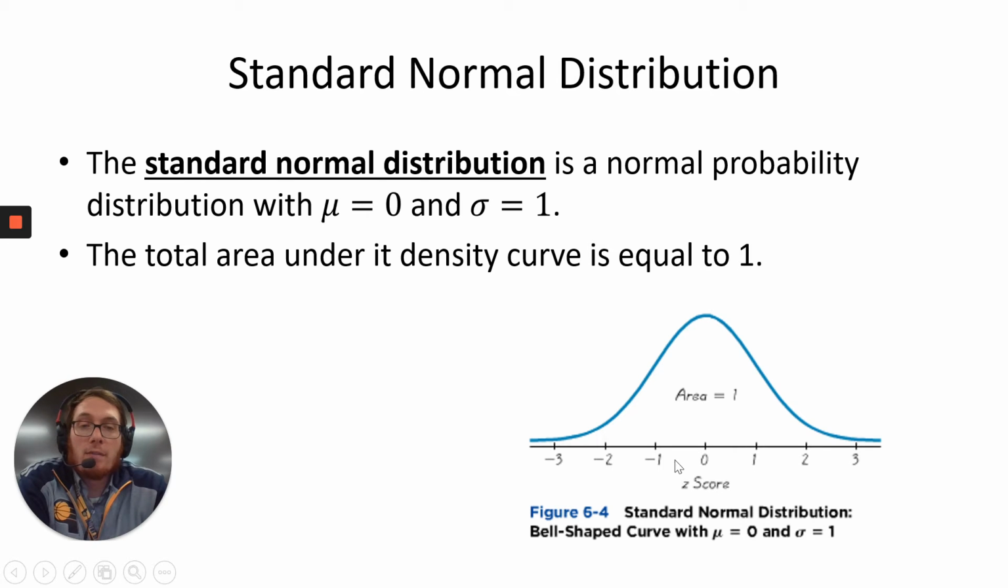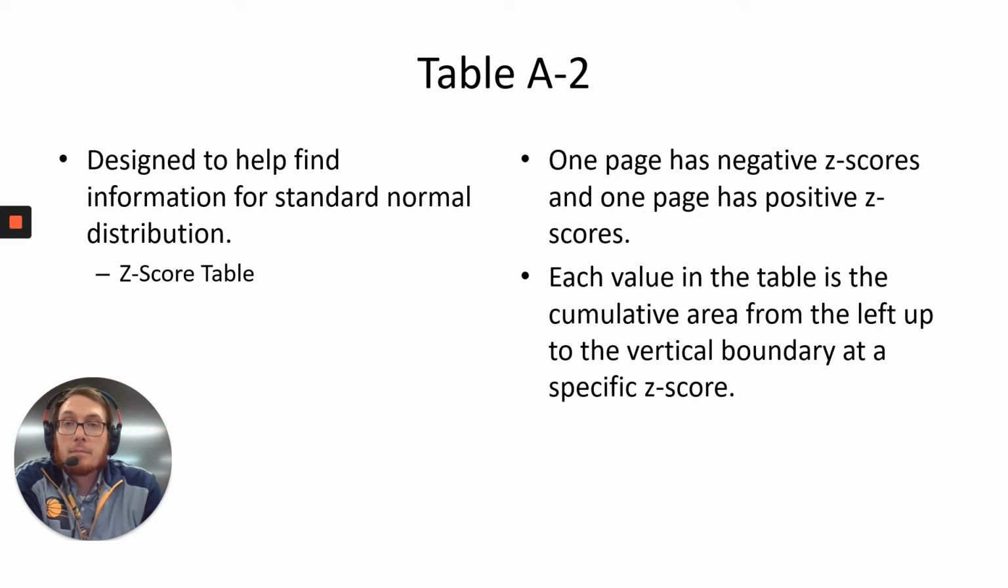What you'll notice here is we have something that's known as a z-score. So z-score is going to be our main focus, and that's what this table talks about, negative z-scores and positive z-scores. Okay, that table is table 2A. You want to make sure that you have that.